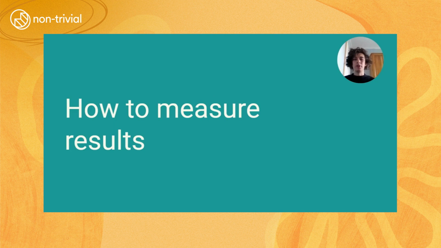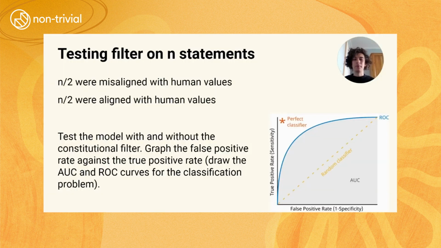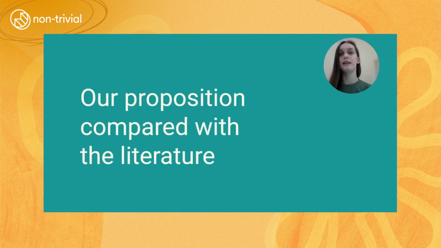Moving on to measuring results and how we test the ability of our filter. The basic idea is very similar to any binary classification problem, such as spam filters and similar. We would take n statements, half of which are misaligned and half of which are aligned. Adjusting our classification threshold, we could see which thresholds work best for which use cases by graphing ROC curves. We'll show some literature that's relevant to our topic.